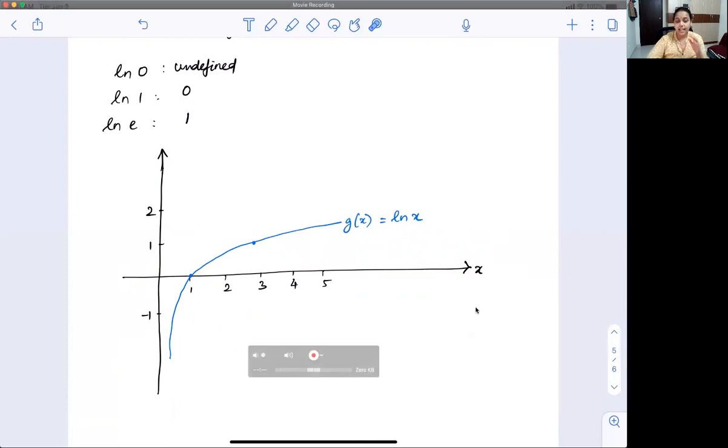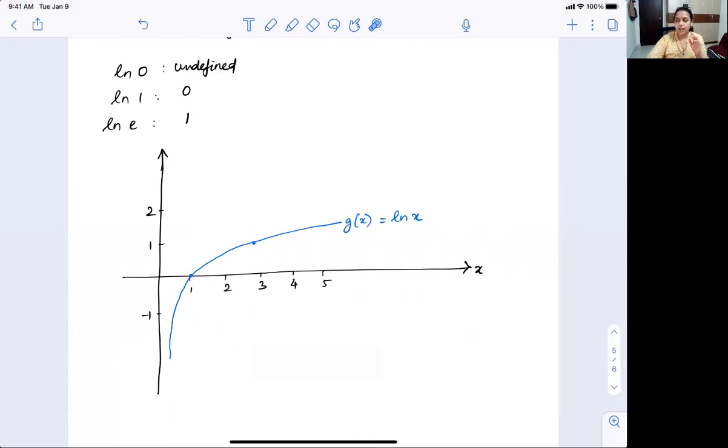So in the next and the final video, I'm going to quickly go over inverse functions and show you the relationship between log and inverse functions. So see you in the last video.